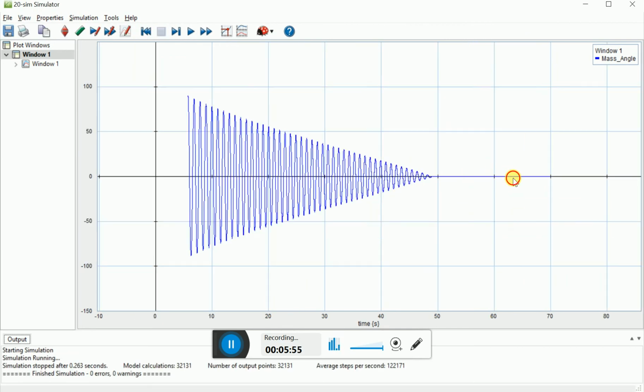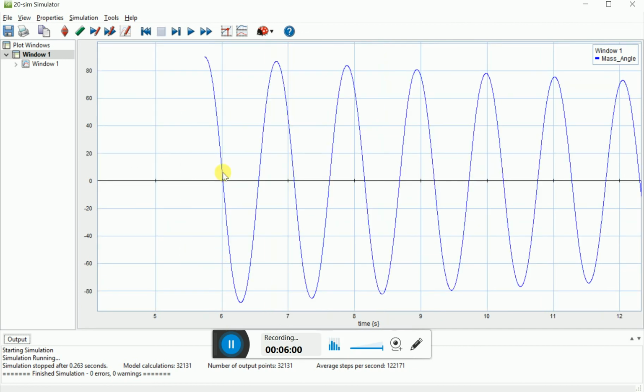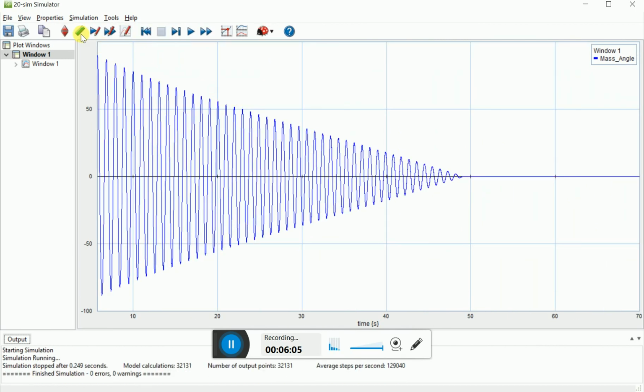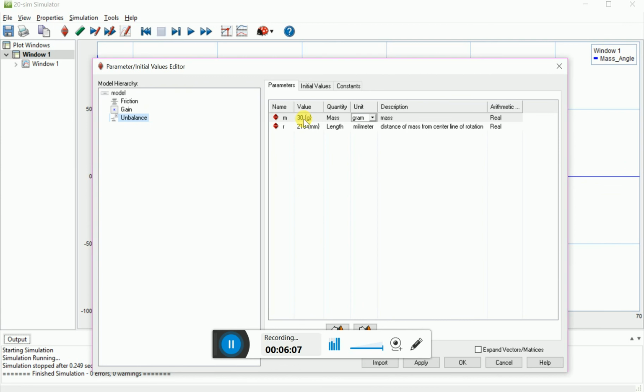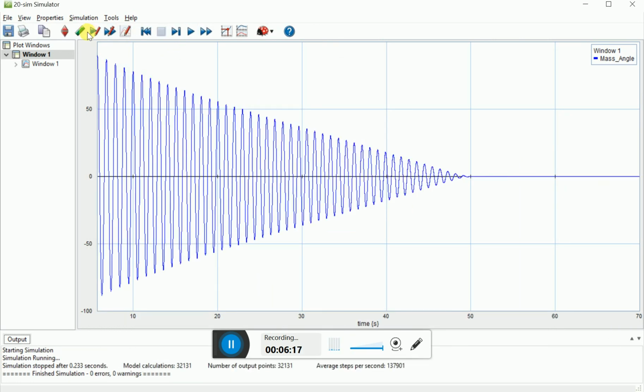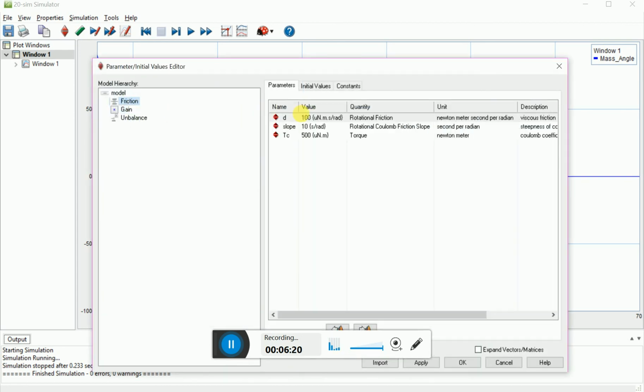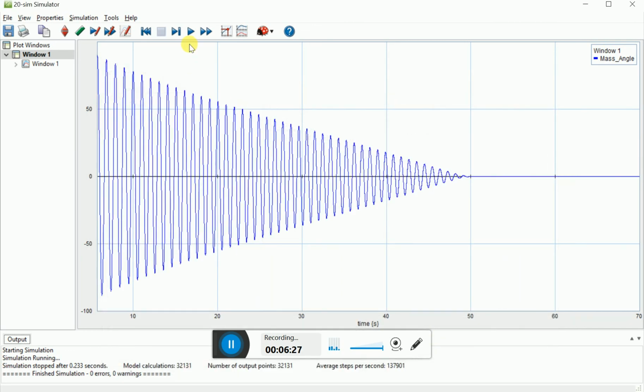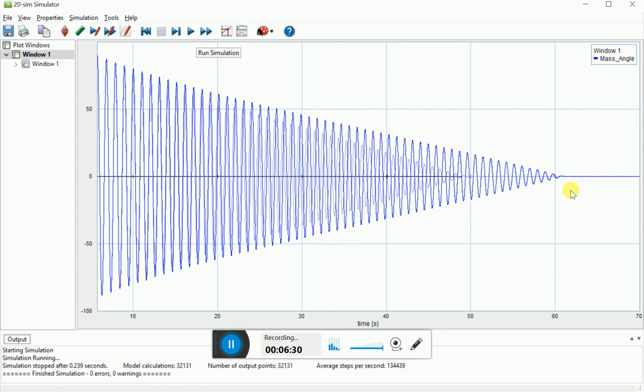Yeah, now we can see that we are getting almost 0 value over here, and the pendulum is swinging in the plus minus 90 range. You can play with the different parameters like weight, length, and the friction models to see the effect on it. For example, if I change the slope and I just replot, I don't see any effect on it. But yes, if I change this Coulomb coefficient, definitely I see some effect on it.